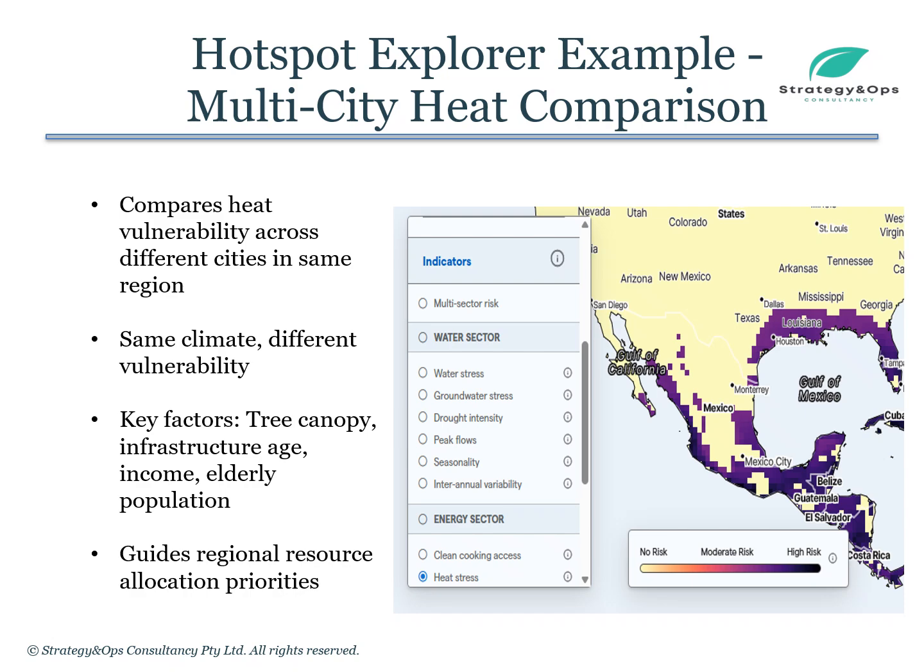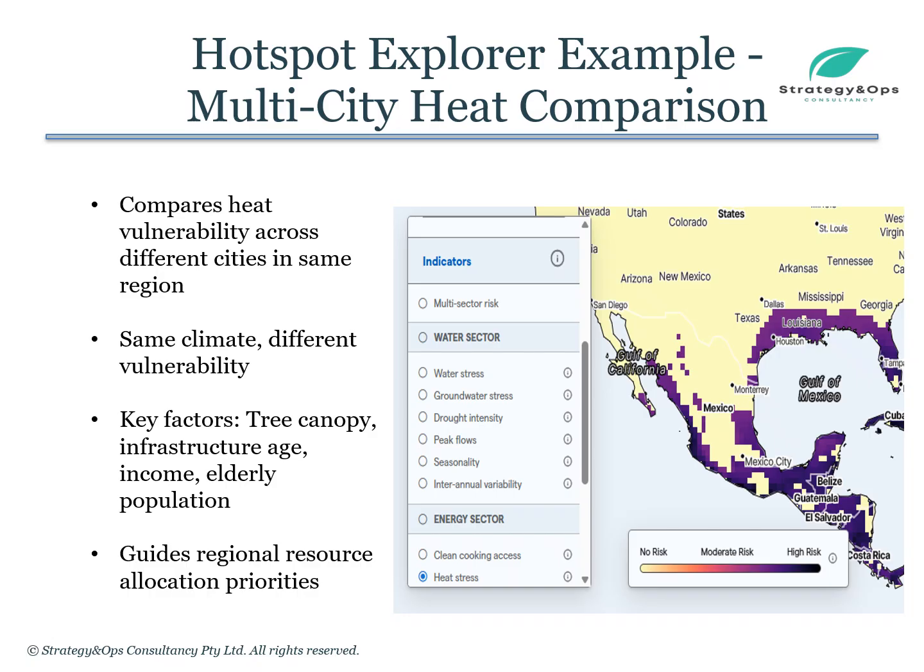City A has good tree canopy, newer infrastructure, and higher incomes. It also has a smaller elderly population. Even during high temperatures, its overall heat vulnerability stays relatively low. City B is very different. It has few trees, older infrastructure, lower incomes, and a large elderly population. These factors make City B far more vulnerable to the same level of heat exposure.